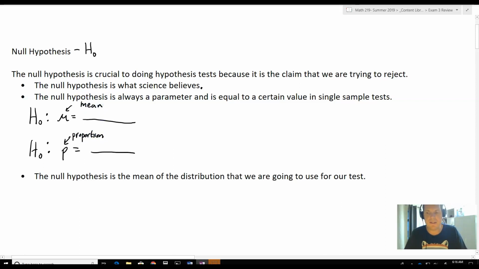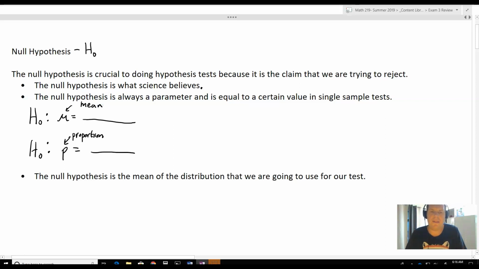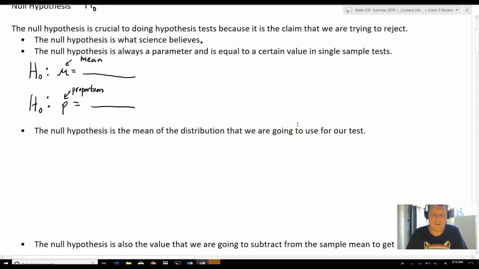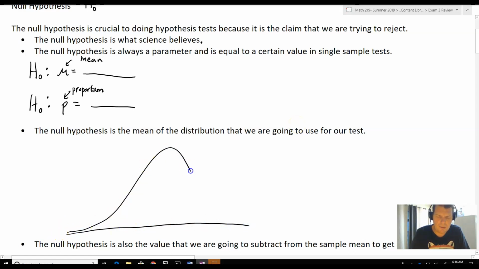The null hypothesis then gets used in hypothesis testing as the mean of a distribution. So just for the sake of demonstration, I'm going to use the normal, although the t kind of looks similar. In this case, either I'm going to have mu at the center, or I'll have p at the center. Either one. Mu or p at the center. Because what we're going to do is determine whether or not our evidence will be rare in comparison to mu or p.